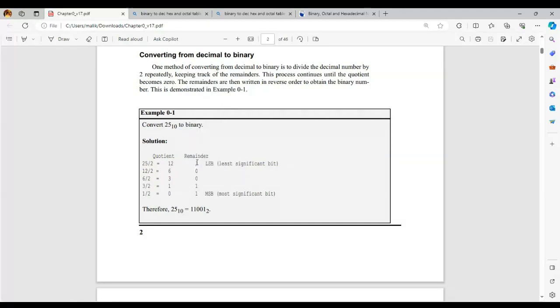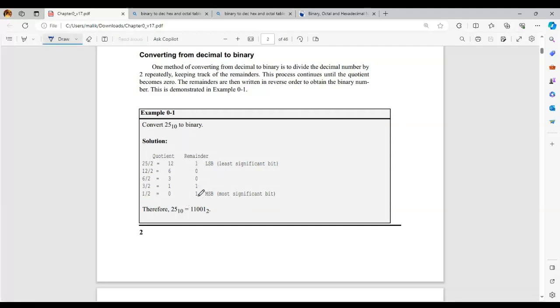We save these remainders. Then we again divide this 12 by 2. We continue dividing until it gets to 1. Dividing 12 by 2 gives us 6, and we go on until the point where dividing is not possible. Dividing and saving these remainders, we get this number.